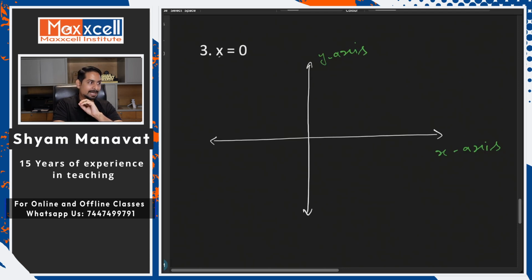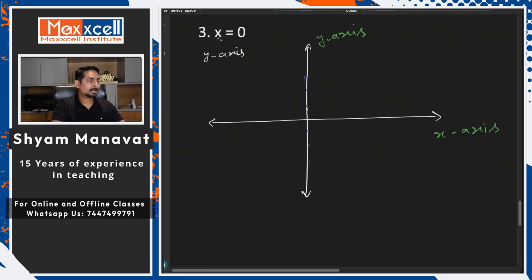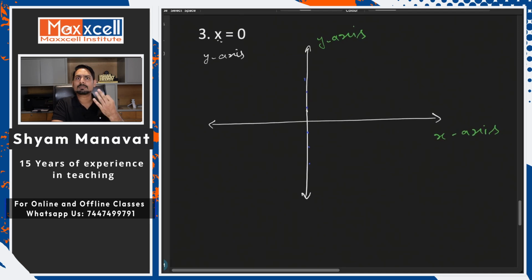So you will have x is equal to 0 when you get the y axis. All the points on the y axis, for all of them x is equal to 0. Correct? So if you have a question which says draw a graph of the line where x is equal to 0, that's the y axis. Draw a graph of the line where x is equal to minus 3.